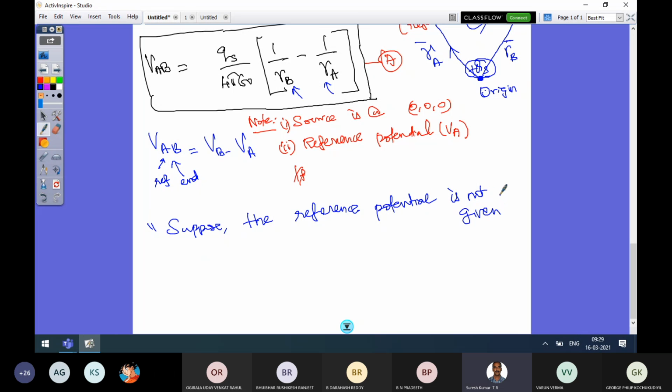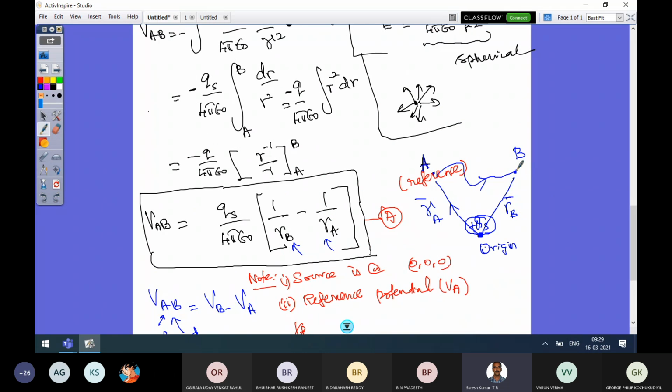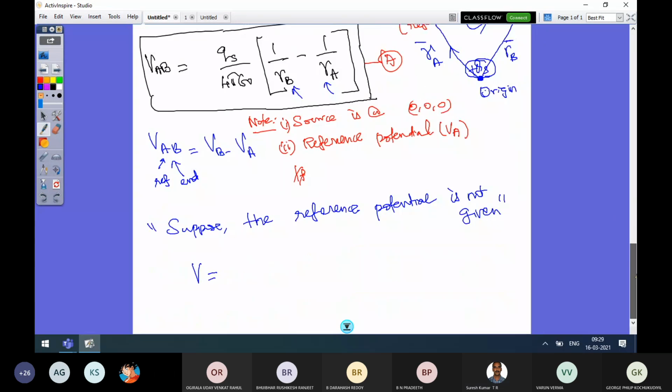What will you do if reference potential is not given in the problem? You can simplify this. If reference is not given, that means you have not provided the information about where you have started. I am only aware that you have reached this point B, but I don't know where you started. If such information is not available, I will assume that the reference potential is 0. That means you have started from infinity, a point where the potential is 0. So if it is not given, we will assume the reference potential VA is equal to 0.